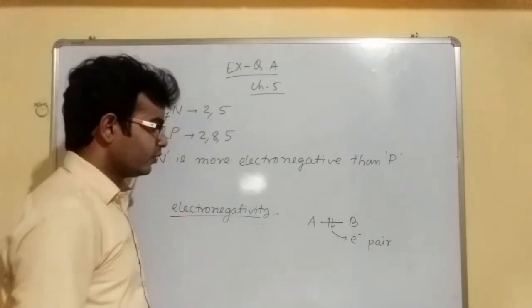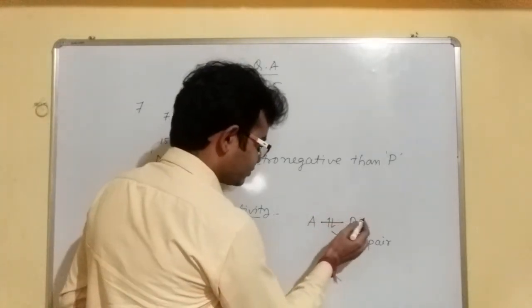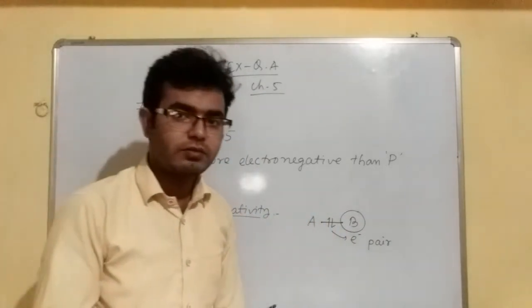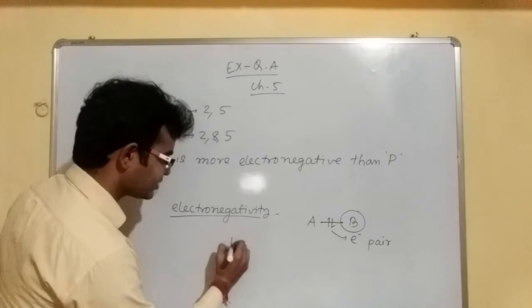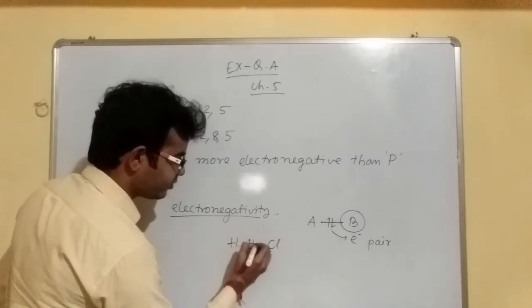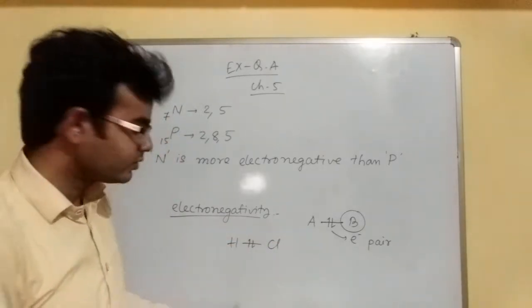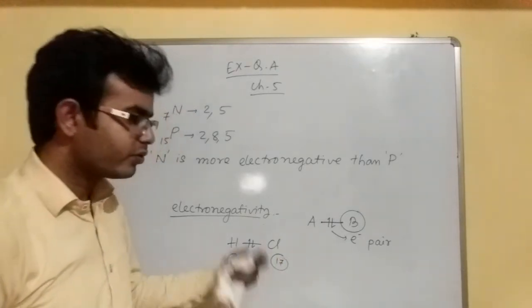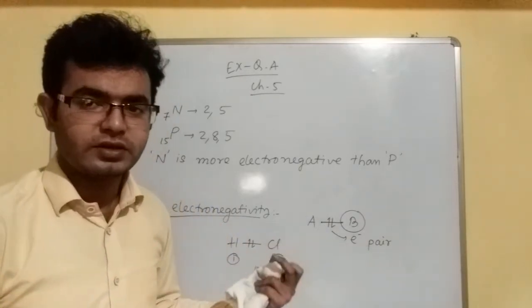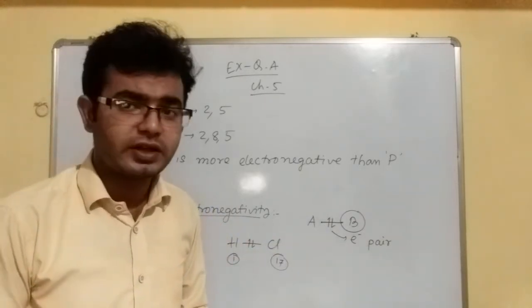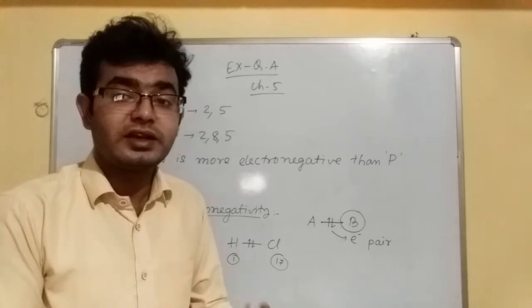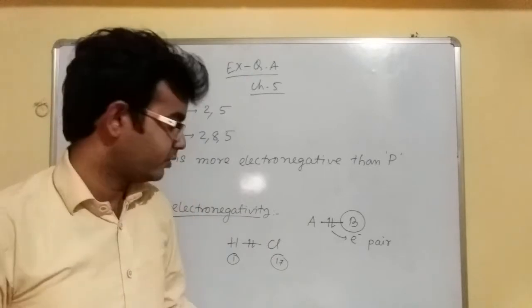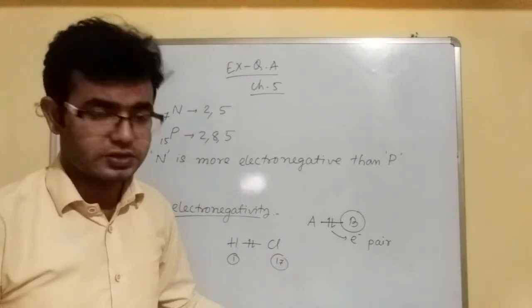Now suppose the atomic number of B is more than A. Like if we take this example, HCl, hydrogen and chlorine share an electron pair between them. As you know, the atomic number of hydrogen is 1 and the atomic number of chlorine is 17. So chlorine is present to the right of hydrogen. That's why, with its higher atomic number, chlorine's tendency to pull the electron pair towards itself is more. Why? Because it has a more effective nuclear charge.